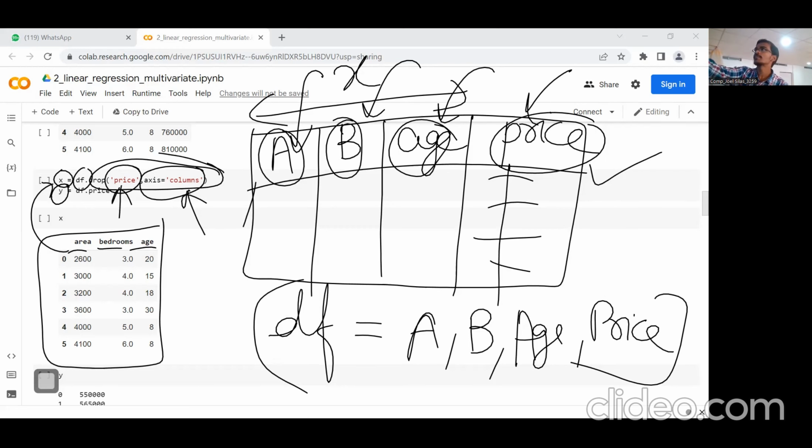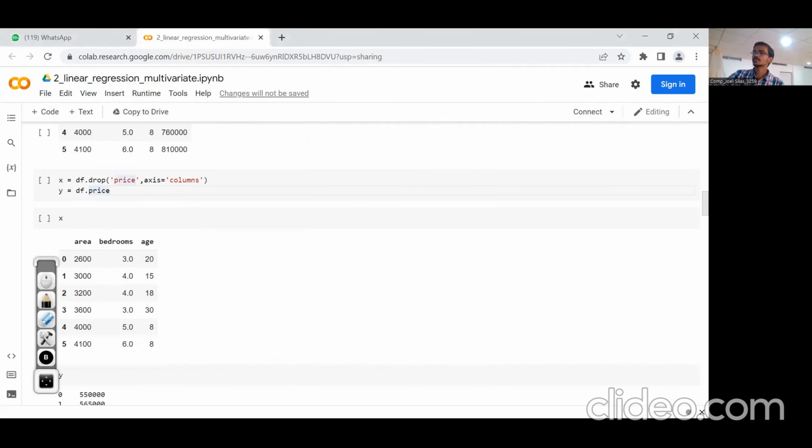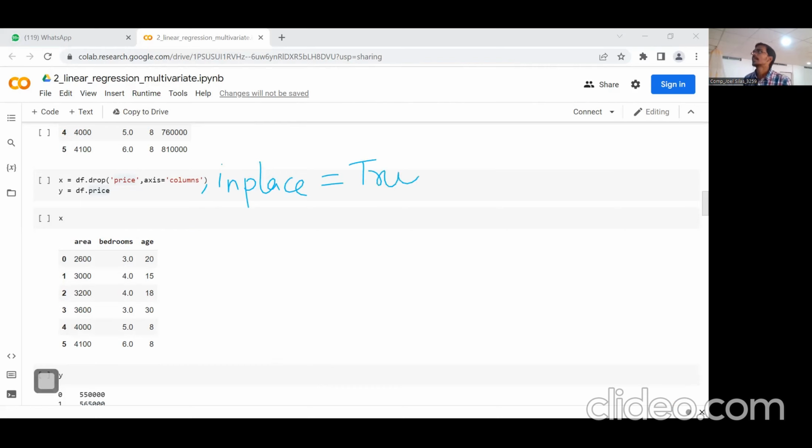Suppose this deletion or updation you want to do permanently on the original data frame, then you need to pass an additional parameter, put a comma, and you can write inplace equal to true. That means in place of the original data frame, the deletion will be done.